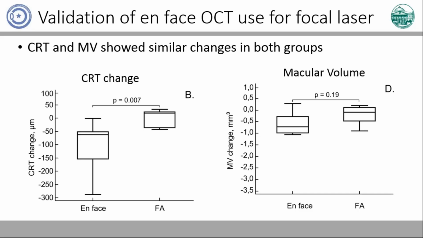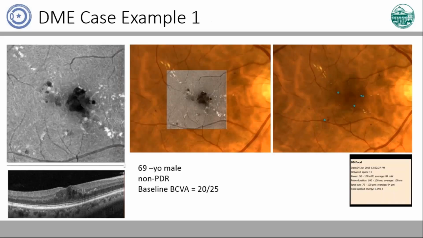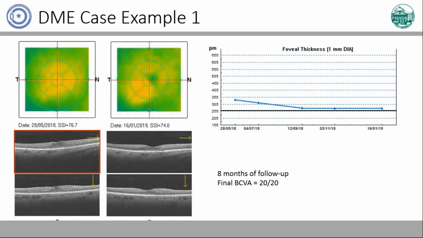And this study showed that there is no difference in change of central retinal thickness and macular volume, and of course best corrected visual acuity, between different imaging modalities used to plan focal laser. And you can see here the first example of a centrally involving focal diabetic macular edema, with a few microaneurysms close to the fovea, which were treated by focal laser with complete and stable reduction of diabetic macular edema. The total follow-up up to date is more than 1.5 years, and this patient is stable.